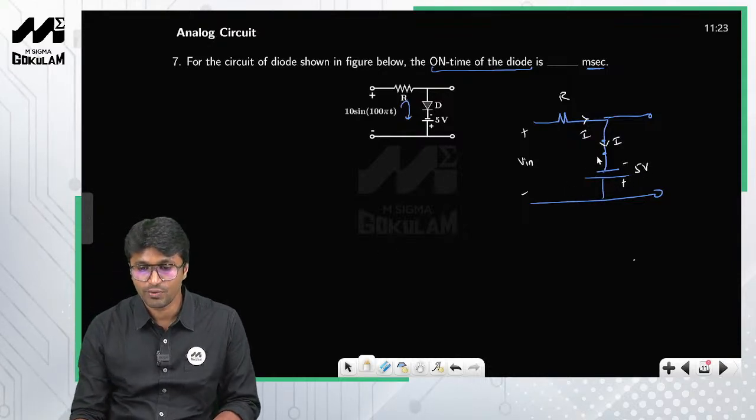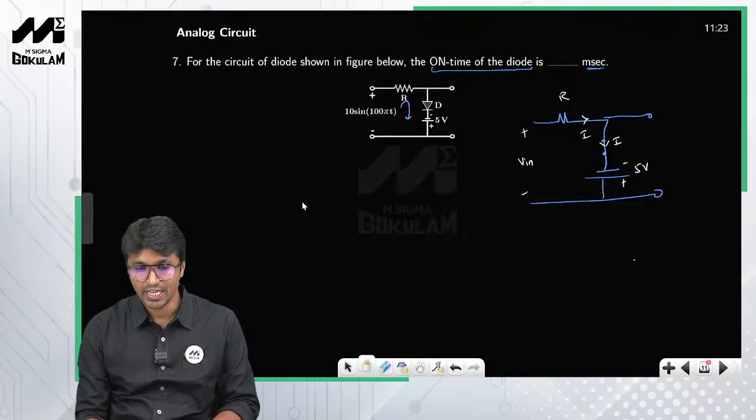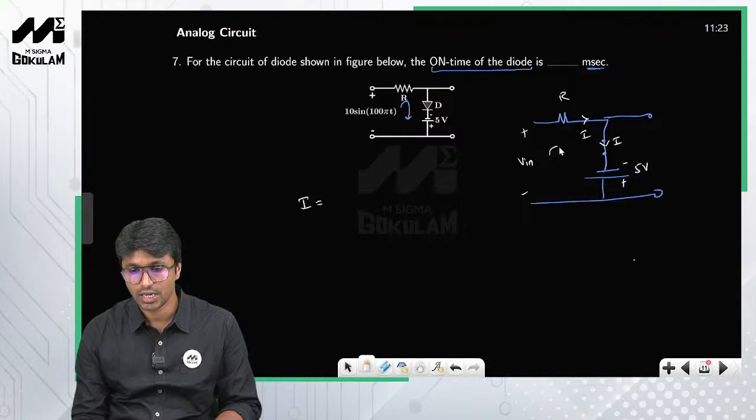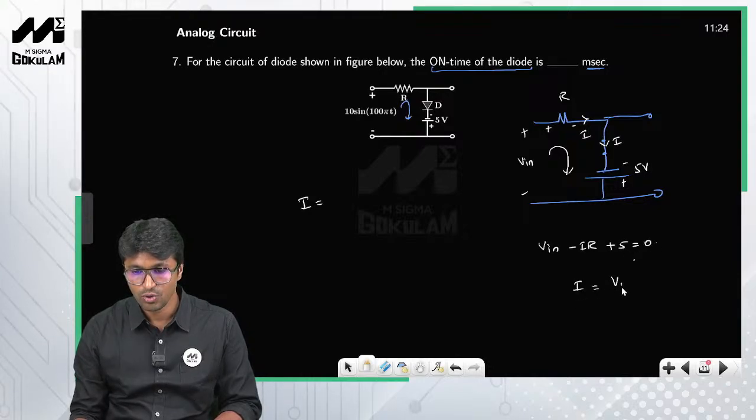Now I want every one of you to write the equation for I, the current flowing in this particular loop, right? So all you need to do is apply KVL in this particular loop, since current is flowing in this direction. So mark the polarity. So this is plus and this is minus, right? So V in minus IR plus 5 is equal to 0, right? So from this I is equal to V in plus 5 by R, right?